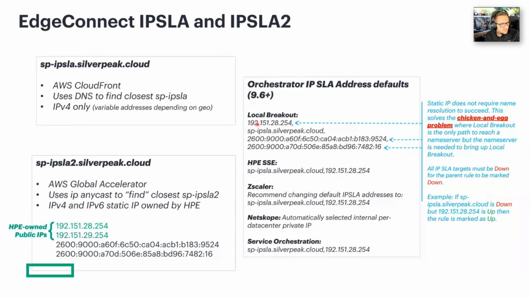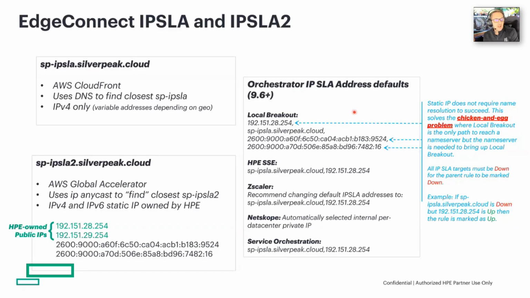Now, the reason for this, there's a chicken and egg problem. You have your policy and your business intent overlays configured such that all DNS has to go through the IPsec tunnel to get to Zscaler or to get to anywhere. That's it, all DNS for the entire site. That means the EdgeConnect itself, when it's resolving things like the portal address, for instance, or SP-IPSLA or whatever, it has to go through that tunnel to resolve the address.